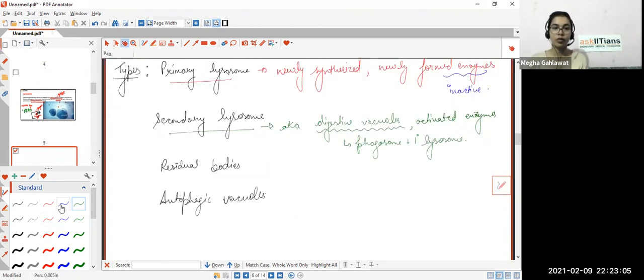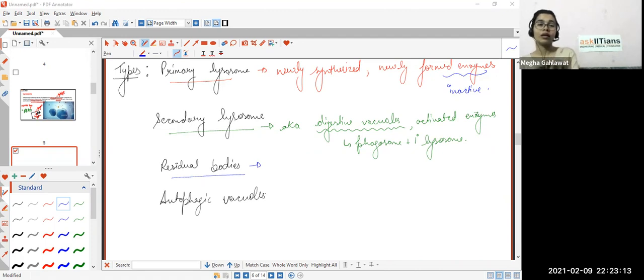Next we have the residual body. Now listen to this. Residual body is super easy to learn because what is a residual body? As the name suggests, all the digestion will happen inside the secondary vacuole, and all the undigested material present will just remain inside it. That particular vacuole with the inactive enzymes, again the enzymes will be inactivated as the target will be finished. So inactivated enzymes and the undigested material will be left with the secondary vacuole or the secondary lysosome, which will be called the residual body.